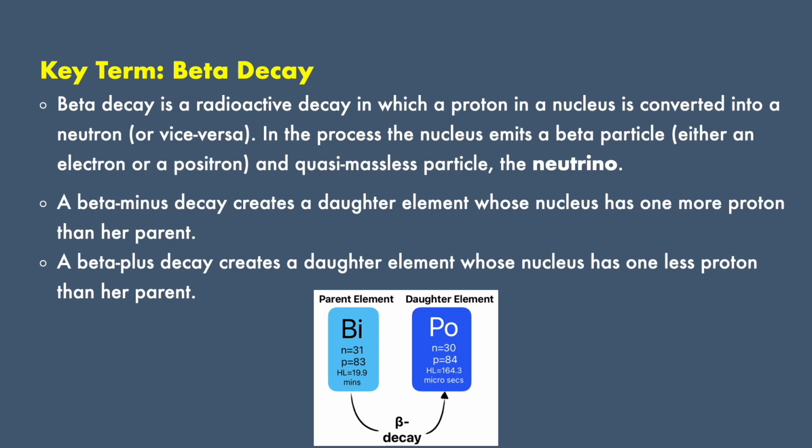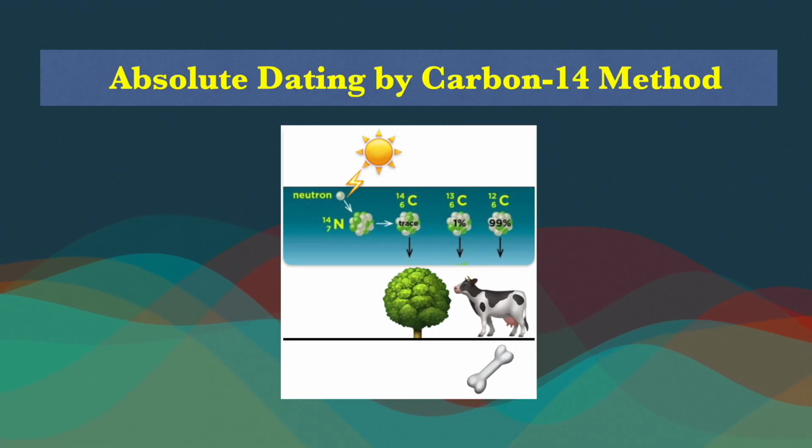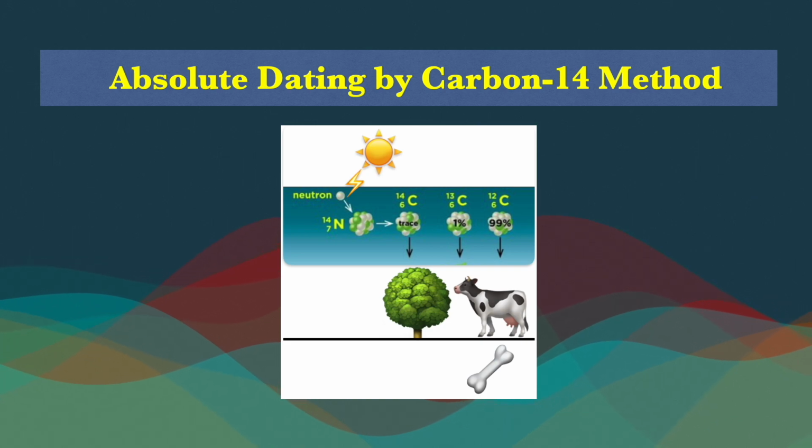A beta plus decay creates a daughter element whose nucleus has one less proton than its parent. It means the resulting daughter element will be placed one place earlier than the parent in the periodic table. Having understood the key terms, let's see how old artifacts are dated using the carbon-14 method.